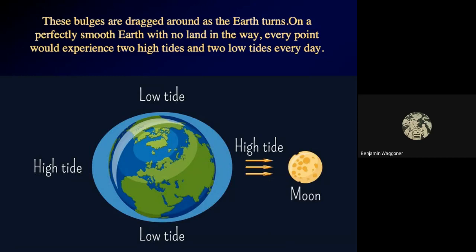If you could have an Earth that was perfectly smooth and didn't have any land, like it was completely covered with water and the bottom was completely flat and uniform and smooth and 10,000 feet down, then every point on the Earth would experience 2 high tides and 2 low tides every day, because as the planet turned, those bulges of water would get dragged around as the planet turned and the moon orbited.